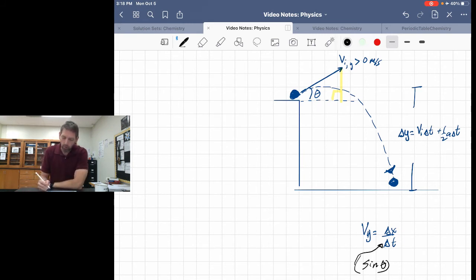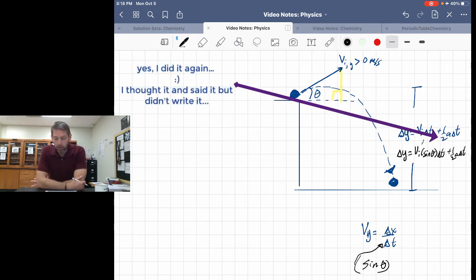So what we have to do is squeeze that into this equation. So we get delta y equals vi sine theta delta t plus 1/2 a delta t squared. All we have to do is factor in the value of the sine. So now if you've got it launched at some angle theta, it's the same equation, but now we're factoring in whatever that angle is for the y-axis.